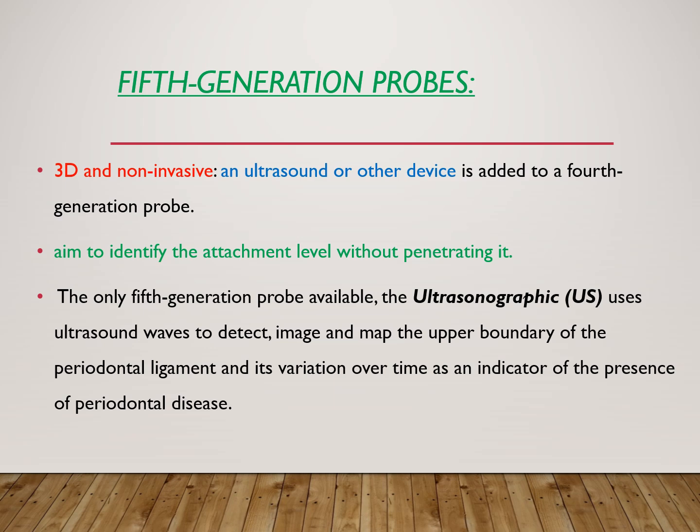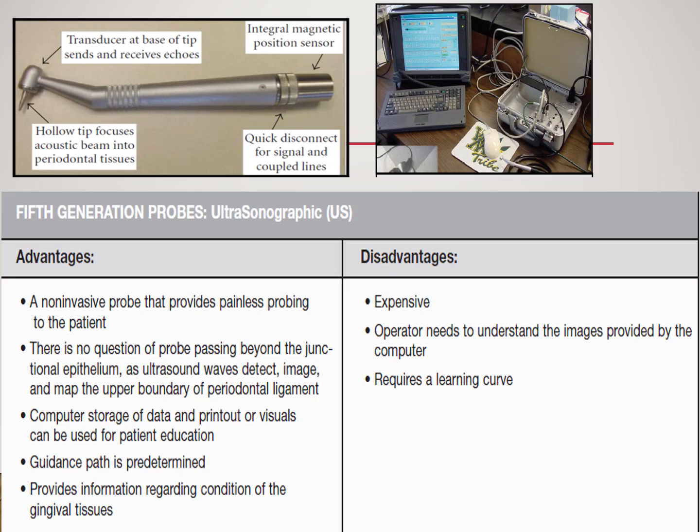In this generation, the only available probe is the ultrasonographic probe, which uses ultrasound waves to detect, image, and map the upper boundary of the periodontal ligament. Here we do not need to touch the tissues, so the waves can gauge the upper boundary of the periodontal ligament, and also the variation occurring over a period of time. This is an indicator of the presence of periodontal disease. So this is a fifth generation probe.